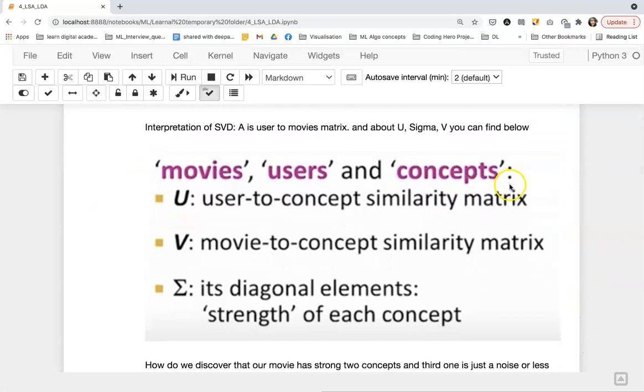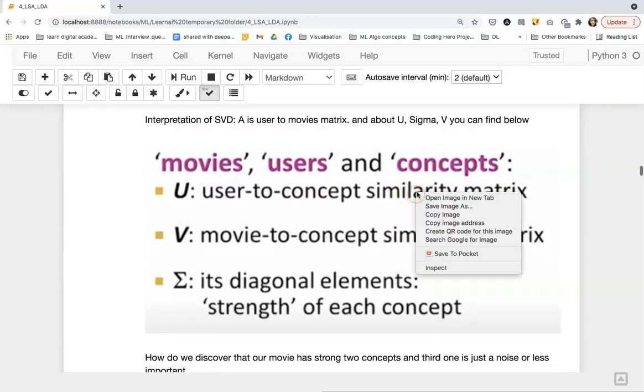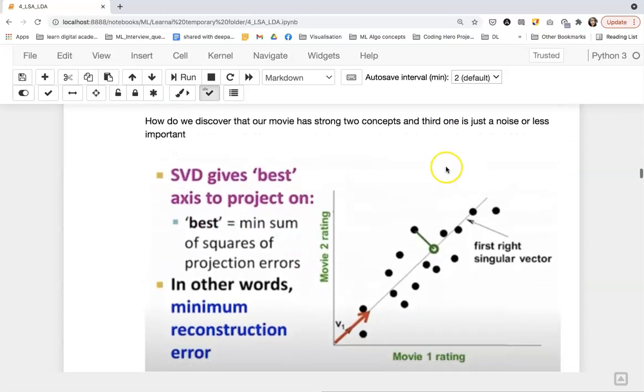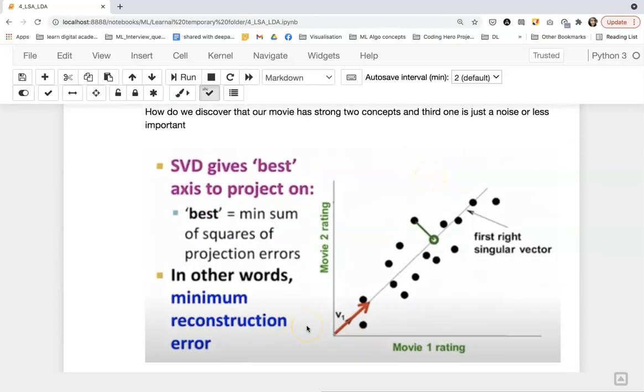Let's take an example. In our example we had 5 movies, but for simplicity I am taking only 2 movies, movie 1 and movie 2 ratings. This is the plot of the user data. Now suppose instead of 2 axes I want to plot this data on only 1 axis. How do we find that axis? That will be given by the SVD. Let's see that.